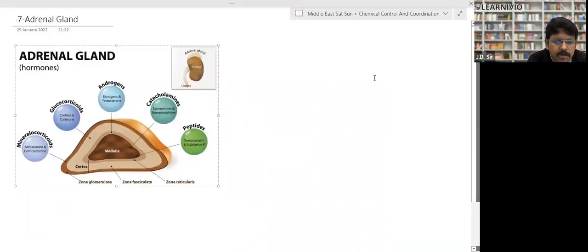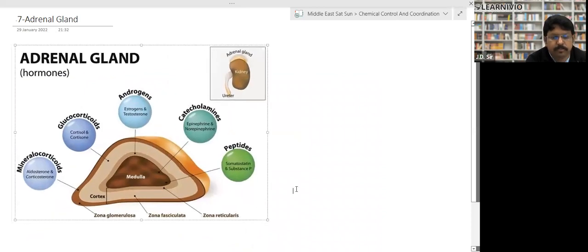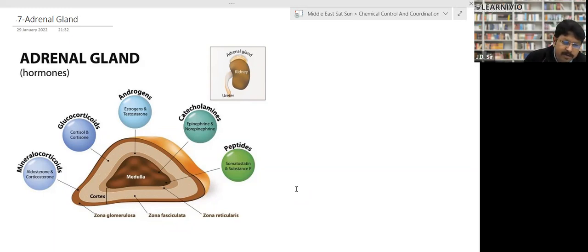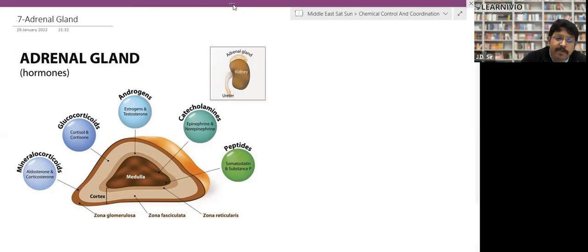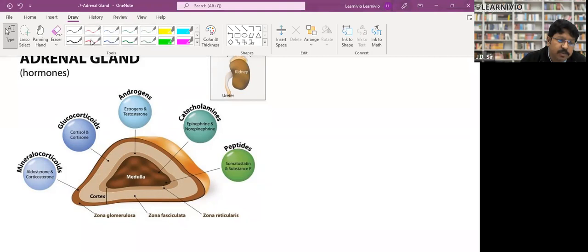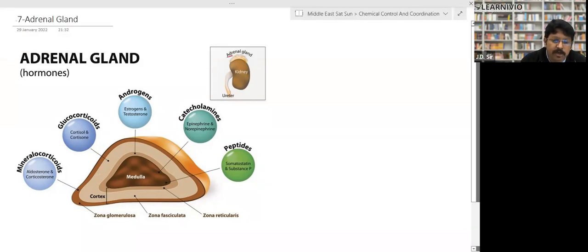This is the detailed diagram of adrenal gland. Let me first tell you. Actually, the adrenal gland is made up of three layers, right? The outer layer is known as capsule. Adrenal gland remains situated at the top of the kidney. So this is the location of adrenal gland. They are found at the top of the kidney, right?